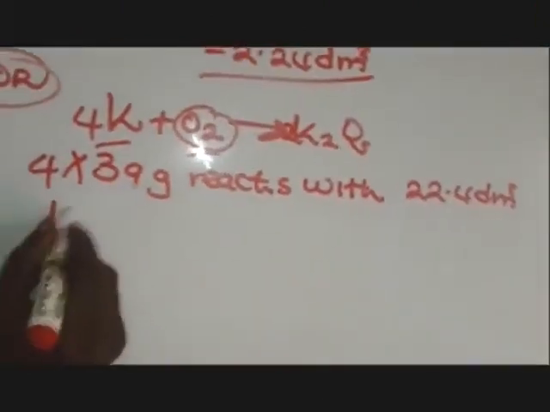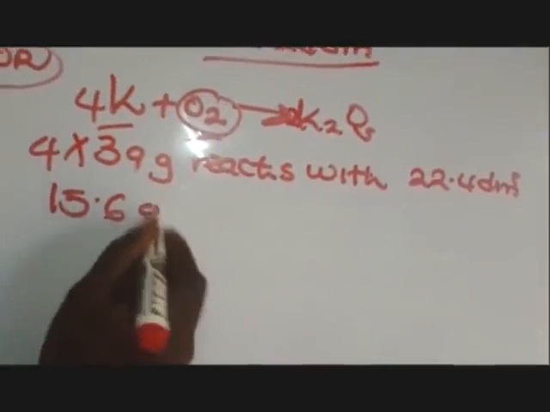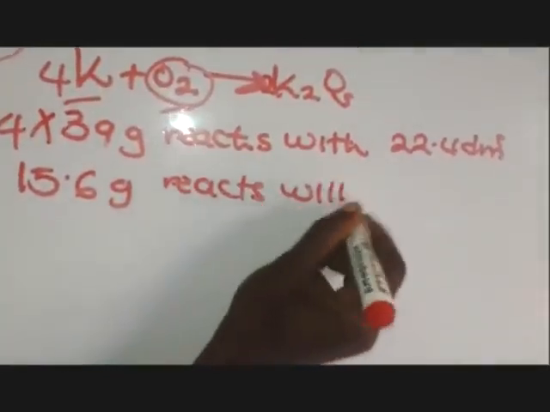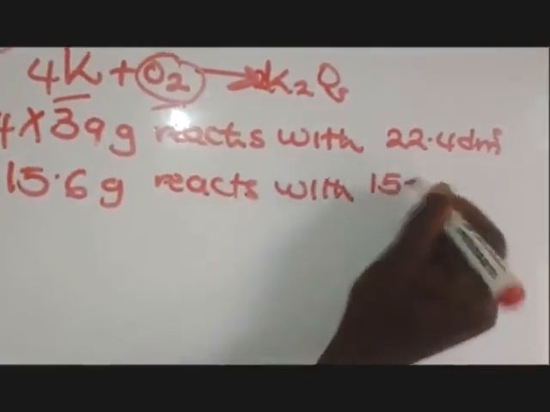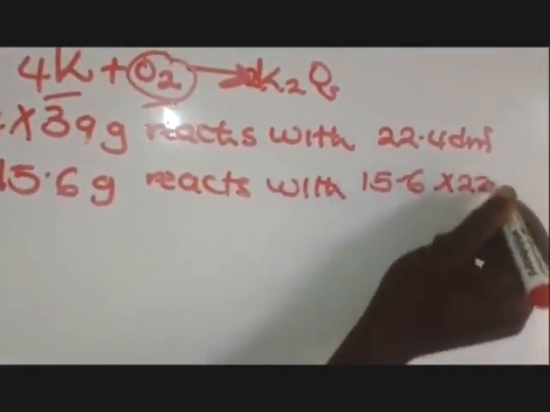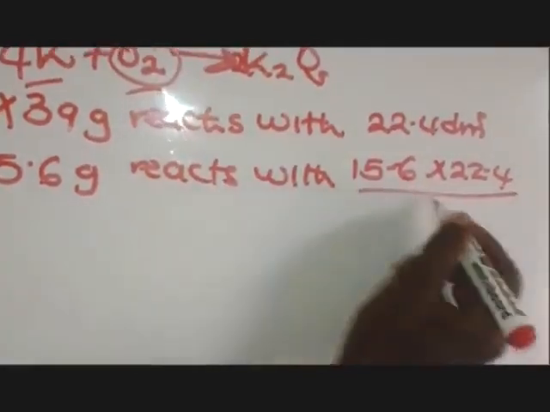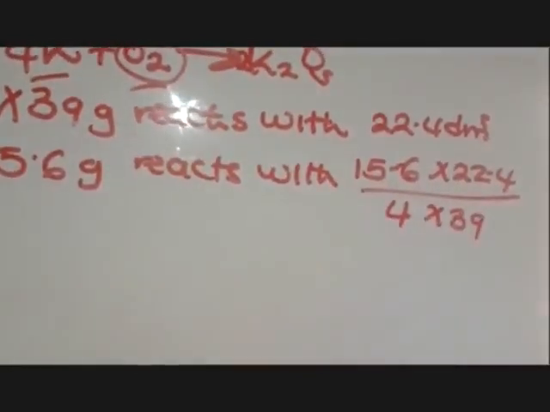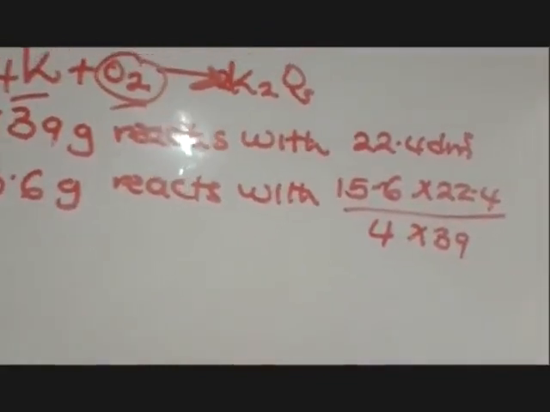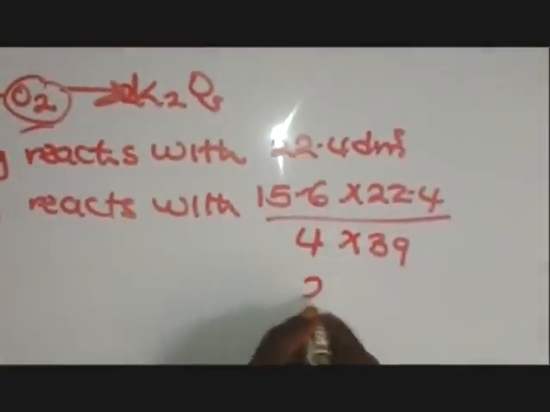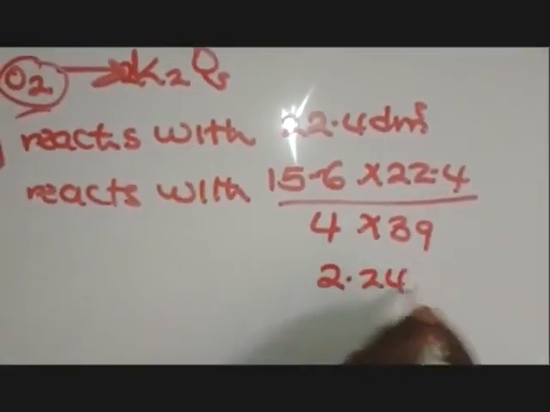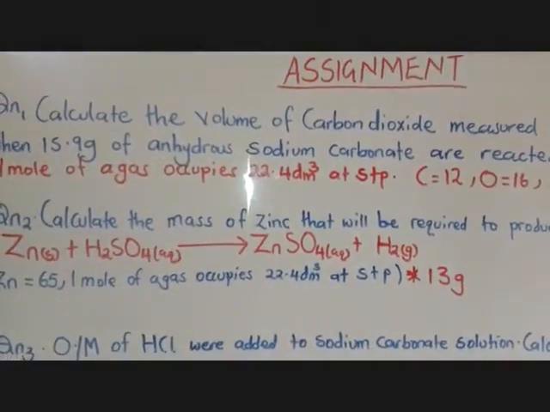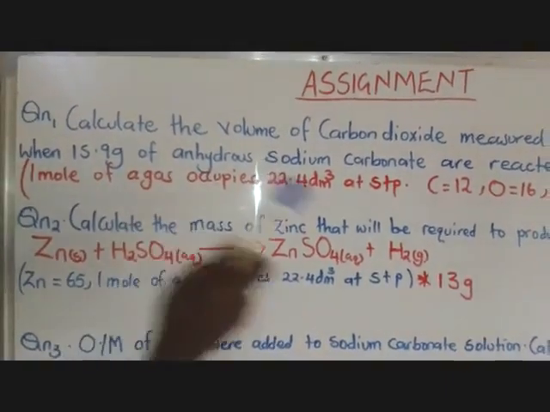Then what about the grams given in the question? What about the 15.6 grams reacts with? Then we are going to cross multiply. That is 15.6 times 22.4 divided by 4 times 39. And now our overall value is going to become 2.24 decimeters cubed. Members, after grasping the other content I've been telling you, we are going to try these questions.